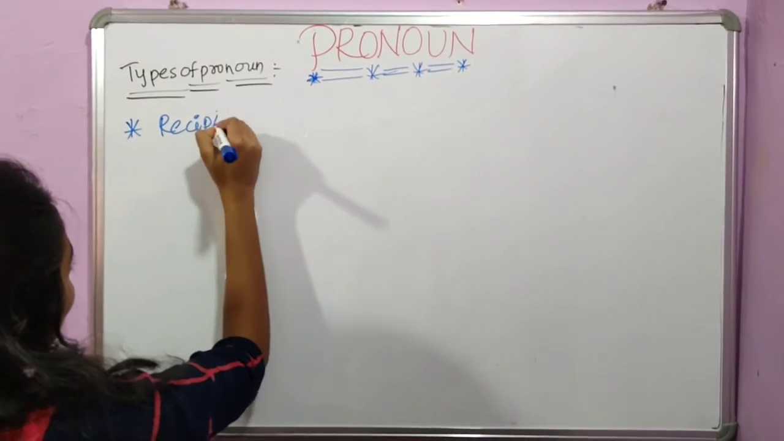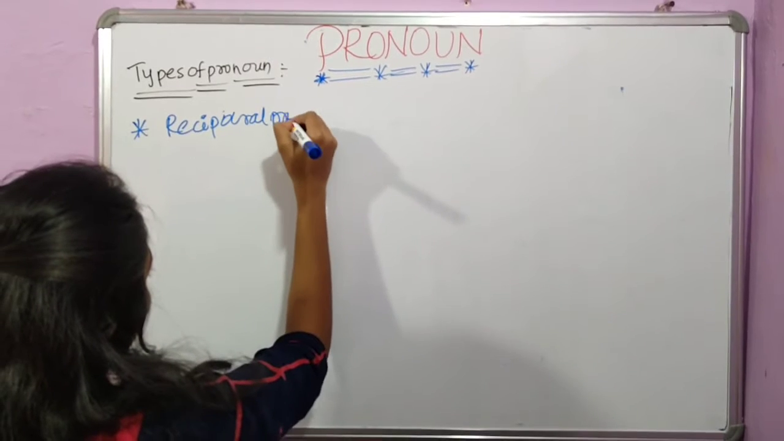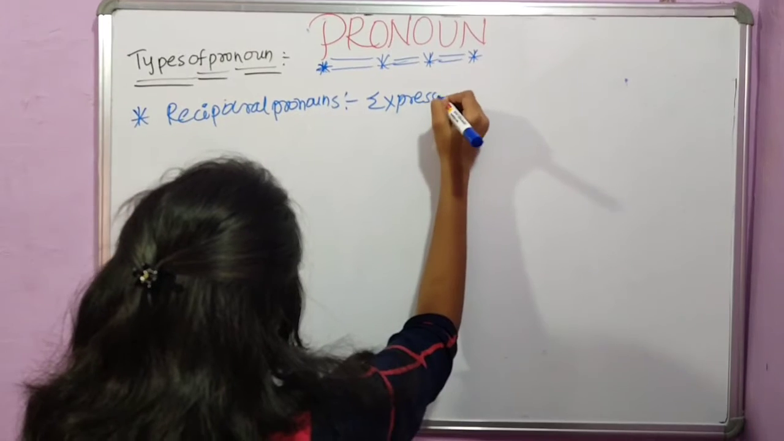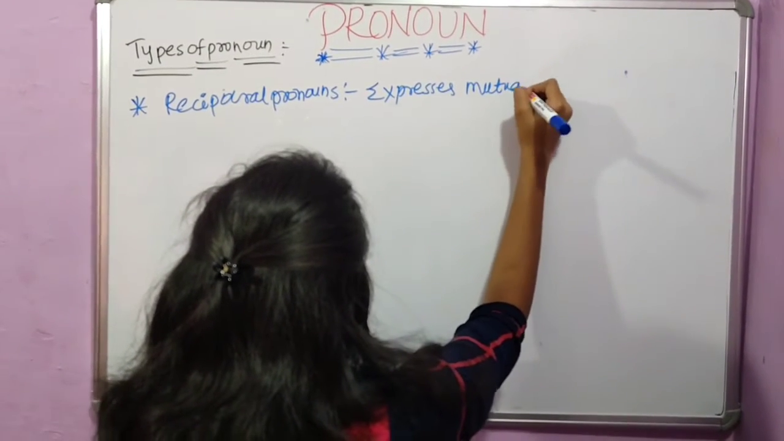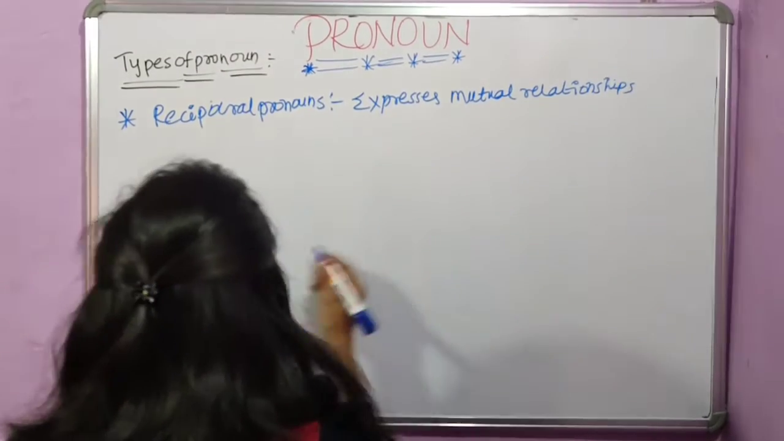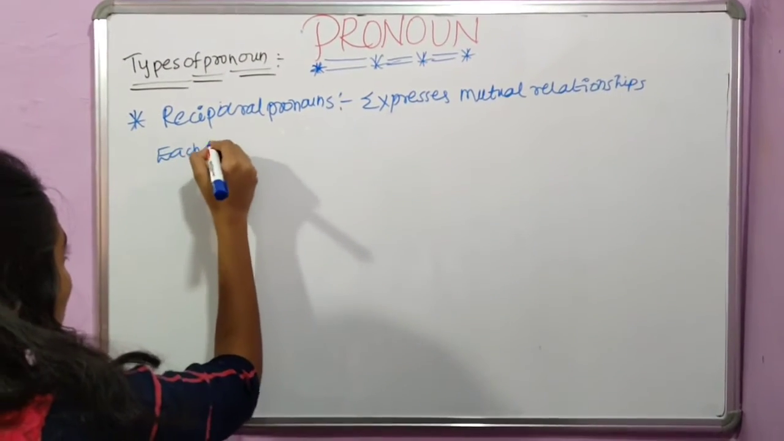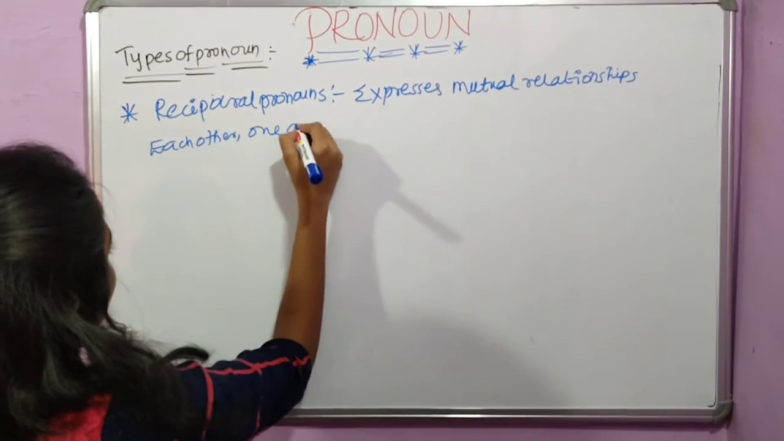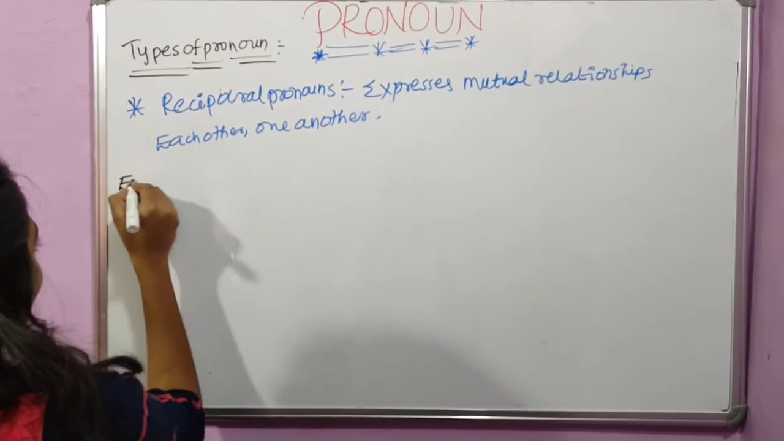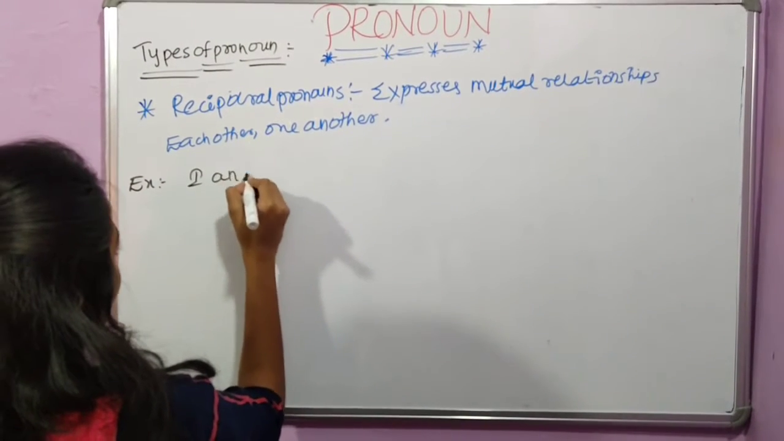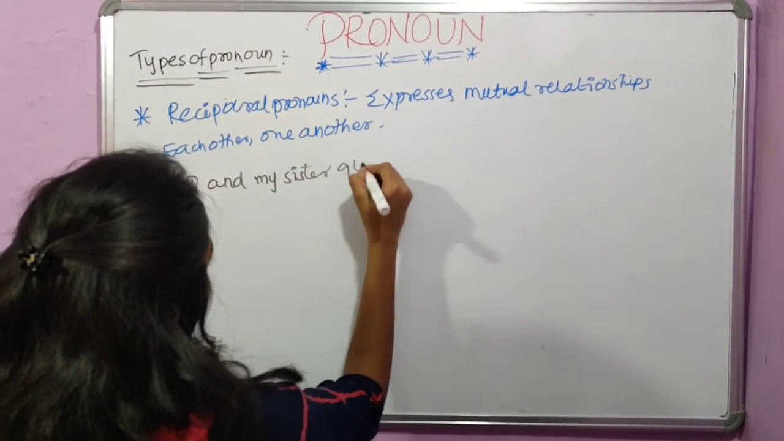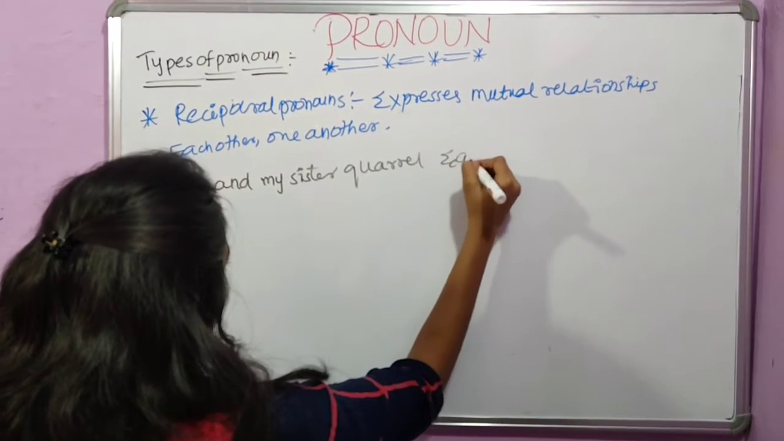Reciprocal pronouns. These are the pronouns that express mutual relationships. Each other, one another are the reciprocal pronouns. For example, I and my sister quarrel with each other.